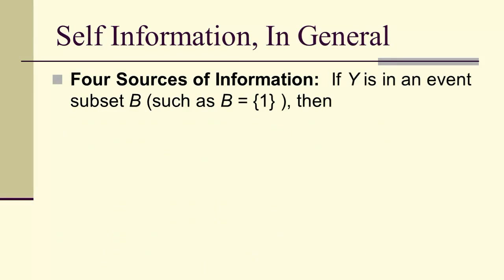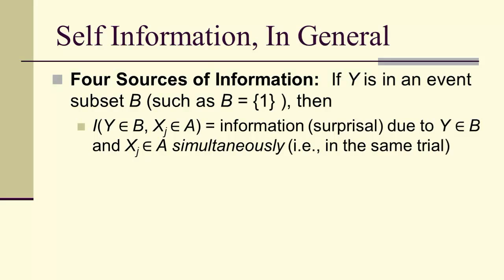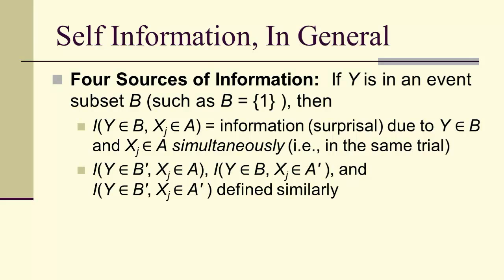There are 4 sources of information when you have an event. So we could have the self-information due to y being in a subset B and x sub j being in a subset A. And that would be the information or surprisal due to y being in B and x being in A simultaneously, which of course means in the same trial. And we have 3 others defined similarly. The self-information from y being in B prime and x being in A, and y being in B and x being in A prime, and both y and x being in A prime and B prime.